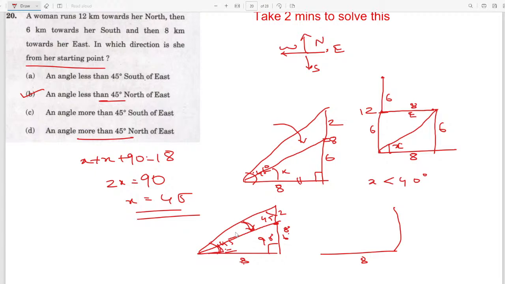I hope this is clear. If both the sides were 8 and 8, it would have been 45. Since one is 6, you have to bend it. Then it will become less than 45.